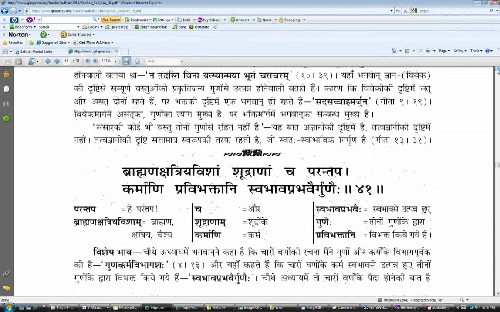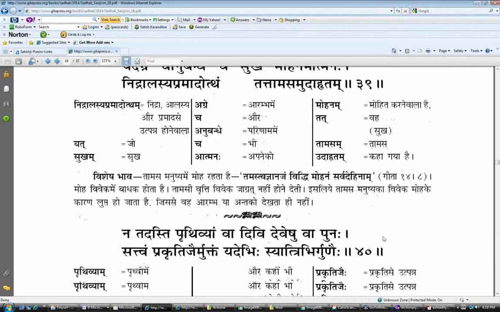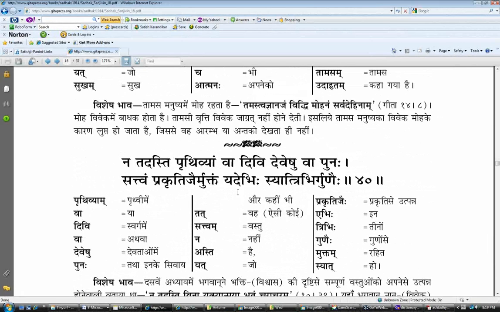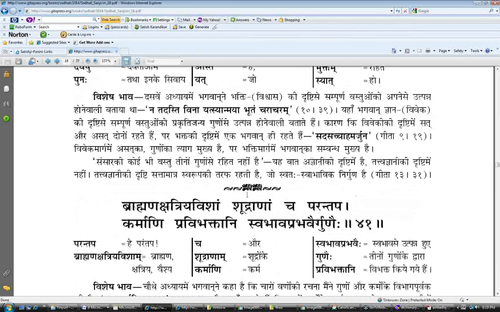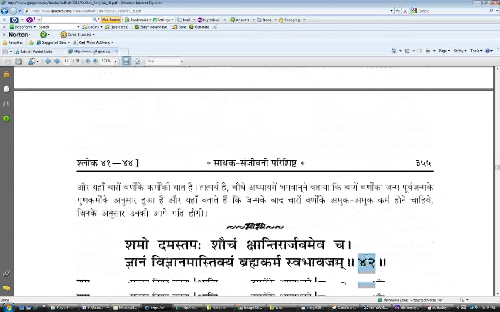First you have to memorize how many shlokas each adhyaya has. You need to memorize that first. This 18th chapter has 78 shlokas. So I know 39 ends this one, Tamasam sukham. And then 40 starts this one, Na tad asti prithivyam va, one shloka in between. 41 comes Brahmana Kshatriya Visham. And then immediately 42 is the Brahmana svabhavaja. So that's how I know 42.